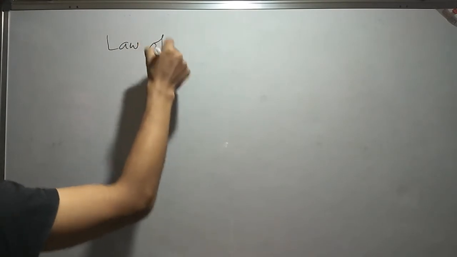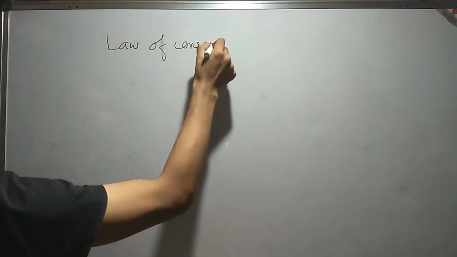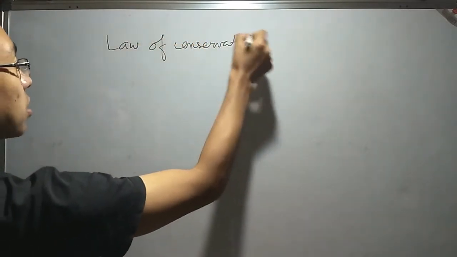In this video I'll be explaining to you about the law of conservation of mass and the law of definite proportion. It is also called the law of constant composition. The first one, law of conservation of mass.